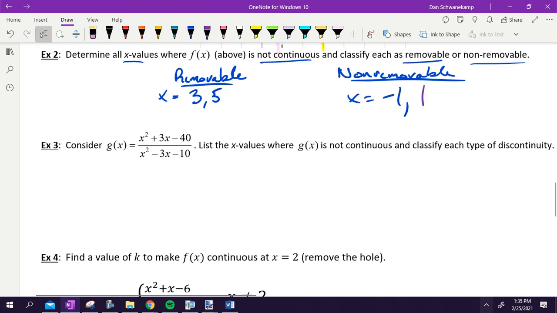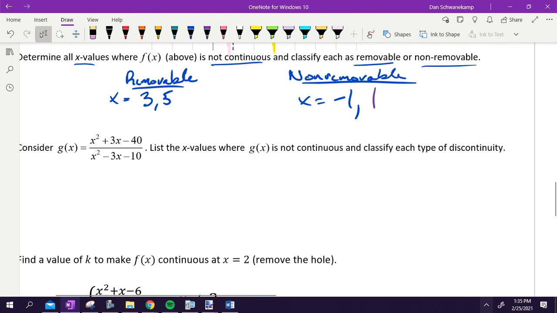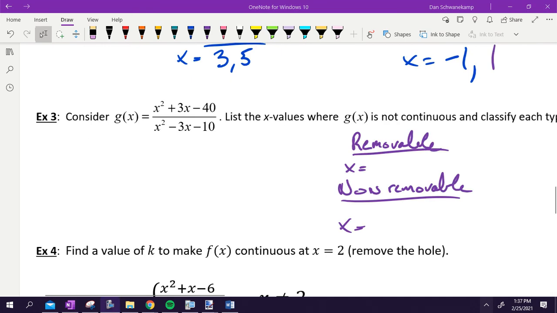They could also give it to us in an equation. Now, this is a lot more of a pre-calc question. Consider g of x. List the x values where g is not continuous and classify each type of discontinuity. Think about it. Talk with your neighbor. Decide when is that graph not going to be continuous. Go. This is a rational equation. When is a rational equation not going to be continuous?